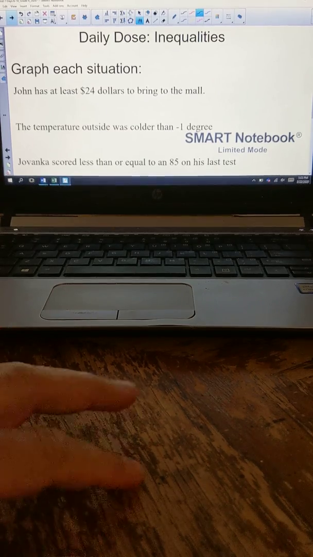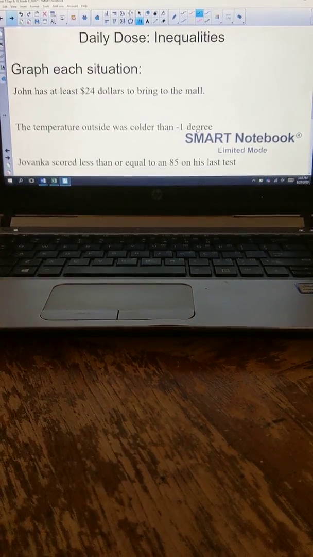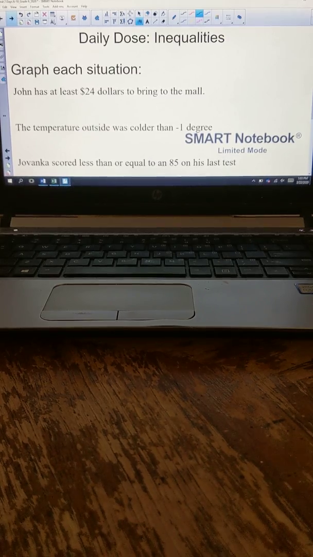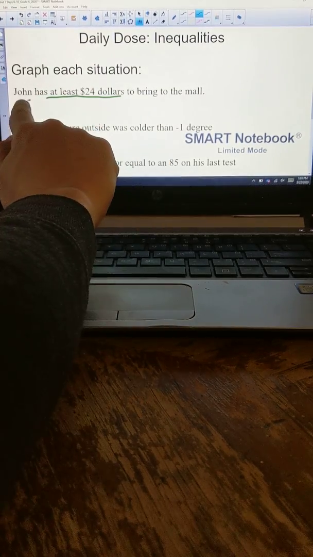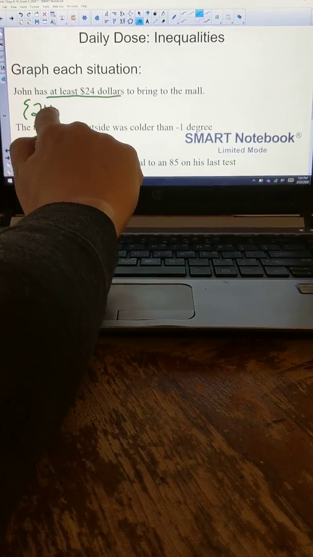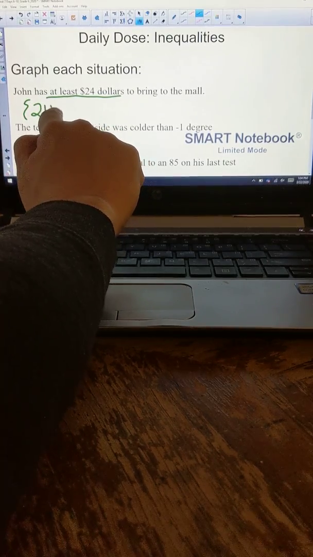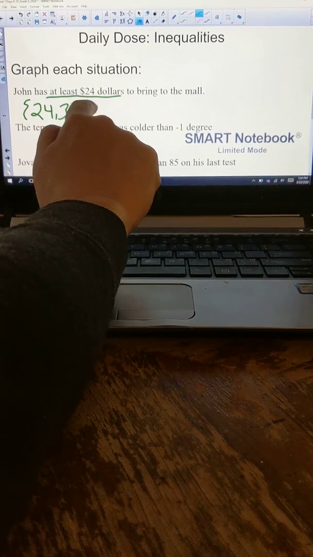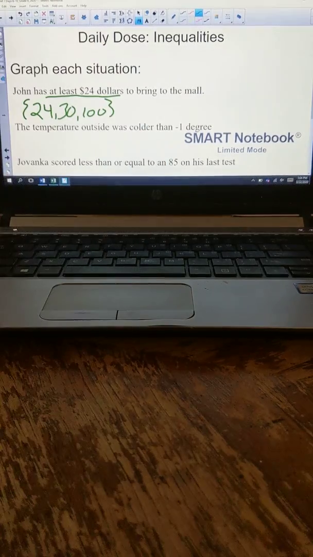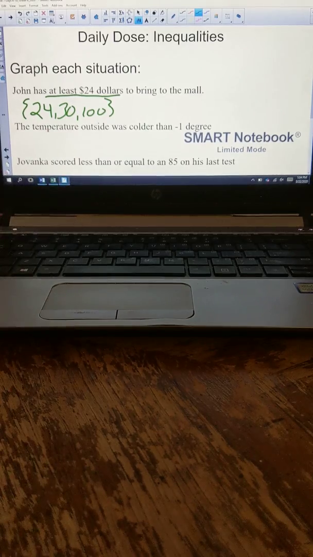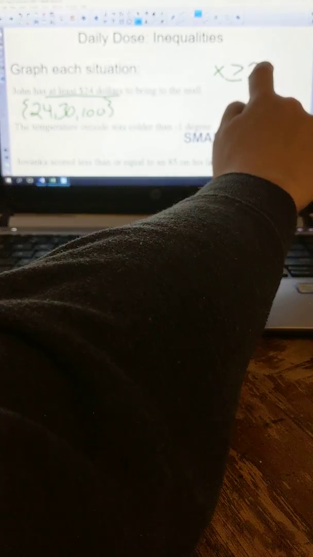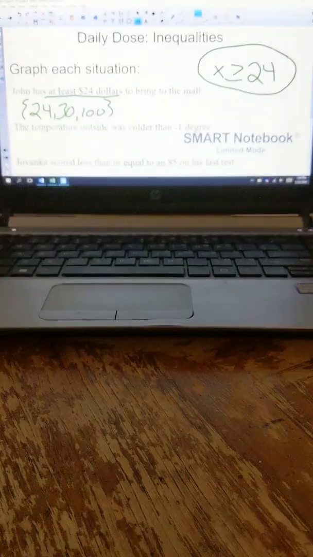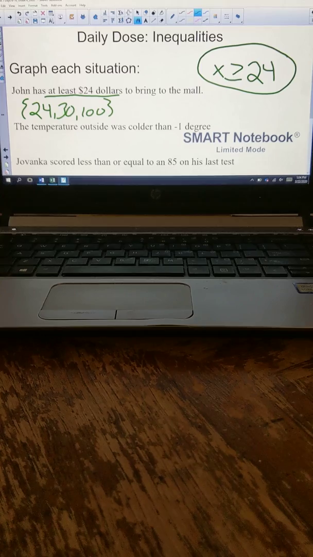The daily dose for today is integers. Yesterday you did them from graphs. Today you're going to do them from words. So John has at least $24 to bring to the mall. At least 24. So 24 works. Anything more than 24. So $30 works. $100 works. At least 24. So 24 is enough. So that means he can bring $24 or more. So number 1 is X is greater than or equal to 24.